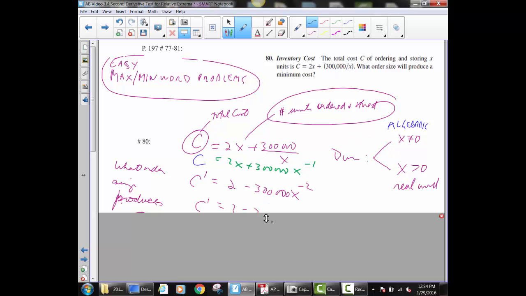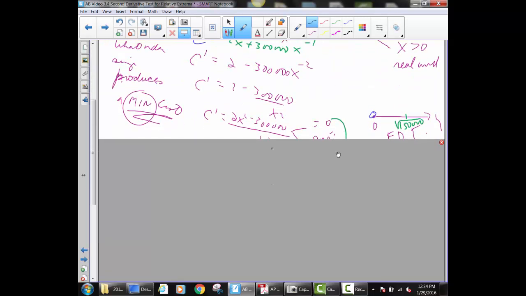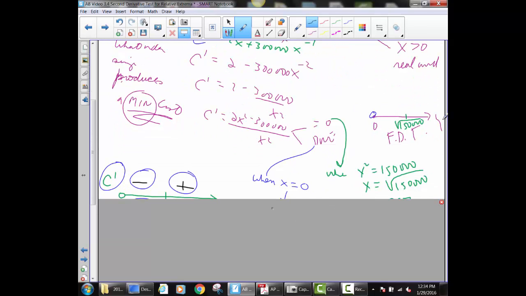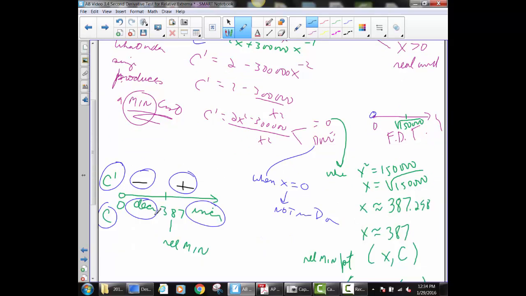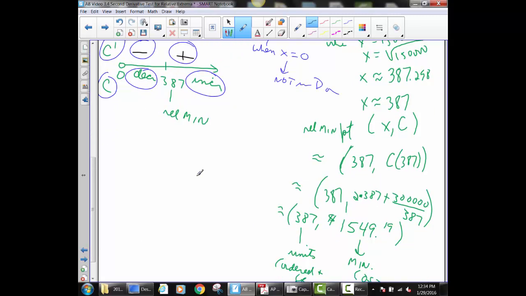Rewrite the original function, find the derivative, find the critical numbers, and of course our domain is x is bigger than 0. We get one critical number, put it on the number line. Same old first derivative test for relative extrema. And then the minimum number of units ordered would be this, and the minimum cost would be that.